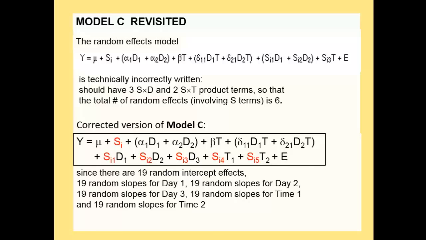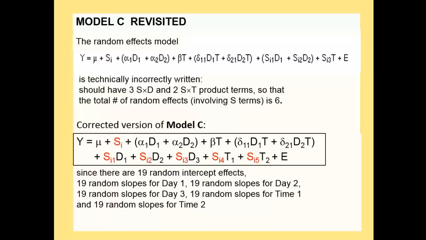So you don't want to have 3 Ds over here, and you don't want to have 2 Ts over here, because putting them into the fixed effects model is going to cause collinearity, and it's not going to run. Okay? When you're dealing with random effects, it's a different story.